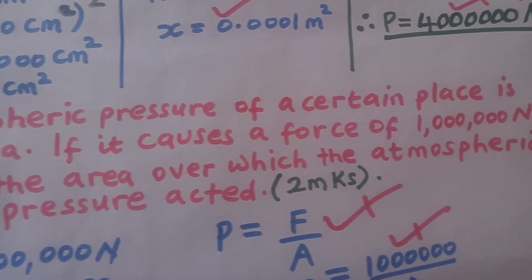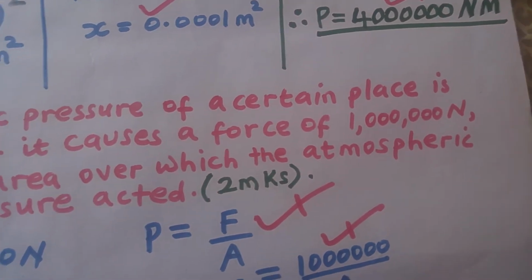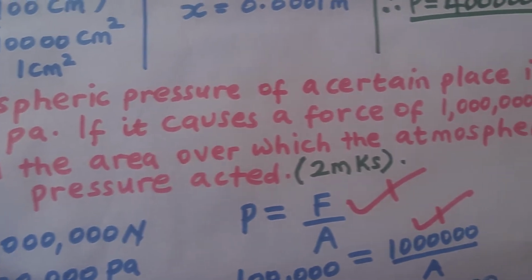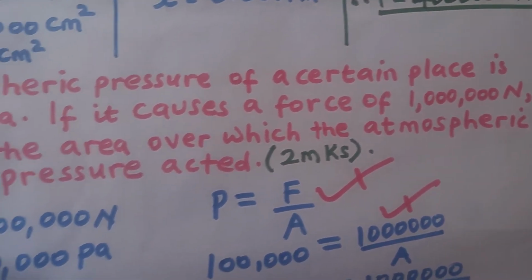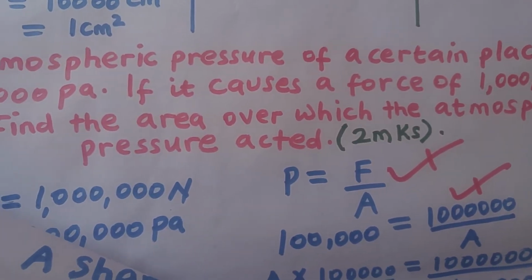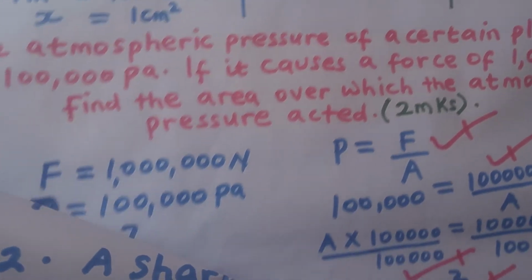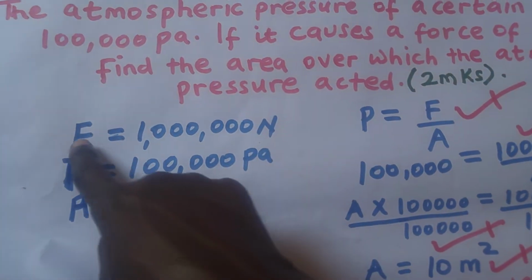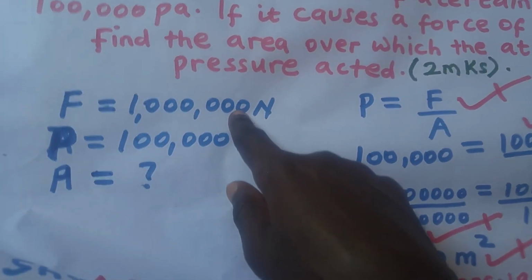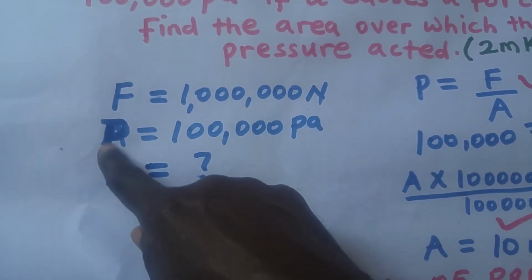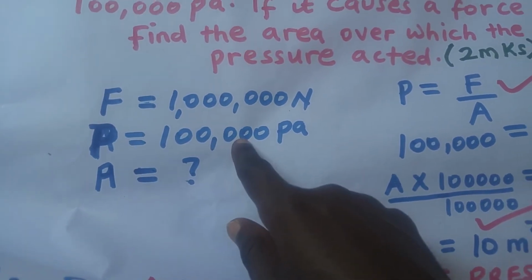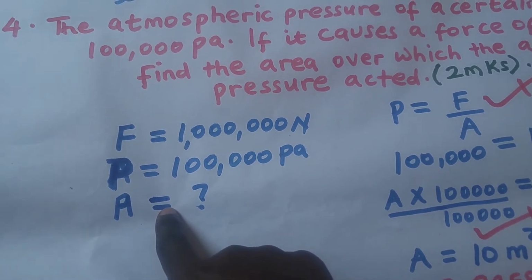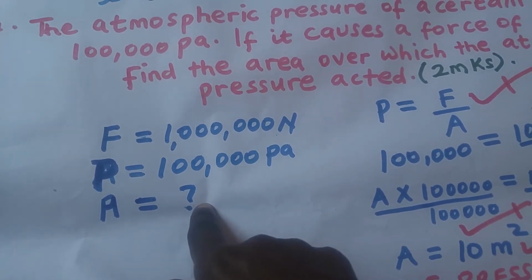If it causes a force of 1 million newtons, that is the force, find the area over which the atmospheric pressure acted. So they want the area. Here they have given us the force. So as part of our solution, we shall say force is already given as 1 million newtons. The pressure is also given as 100,000 pascals. And this particular examiner wants the area, which is under question mark.